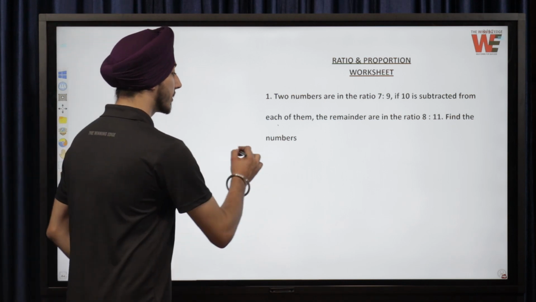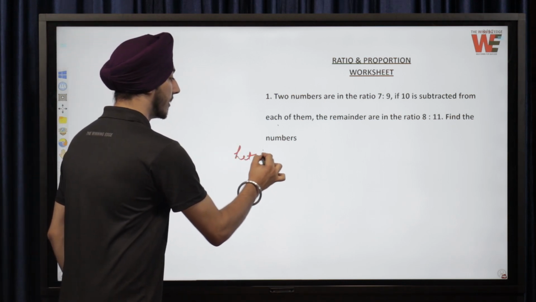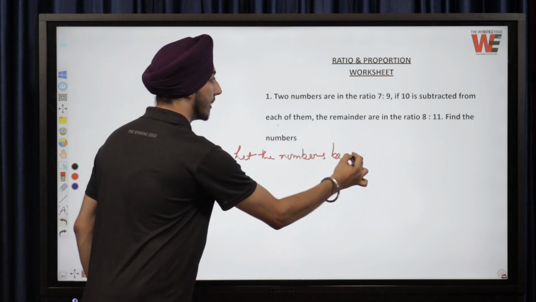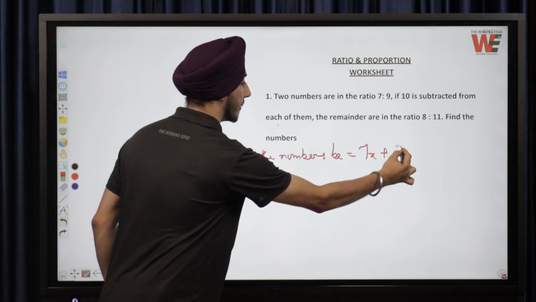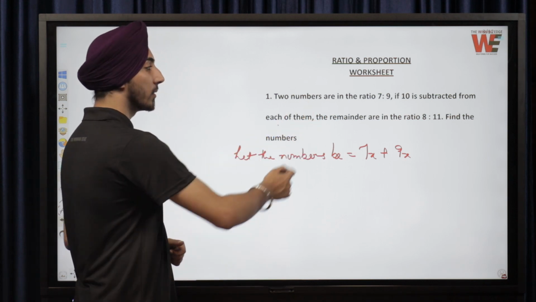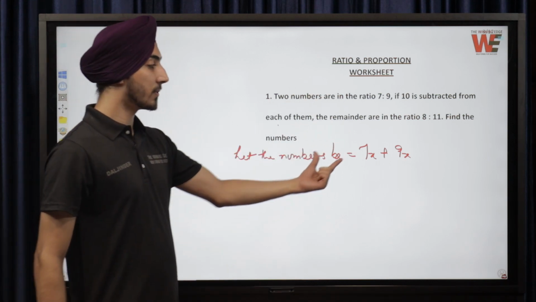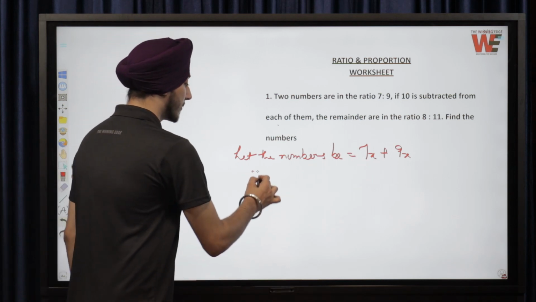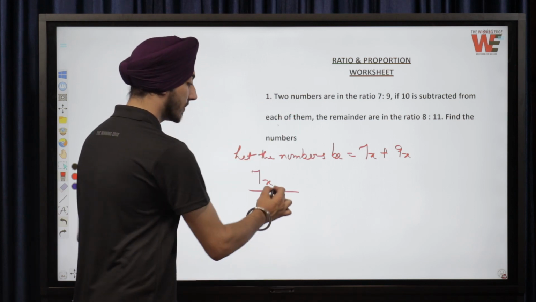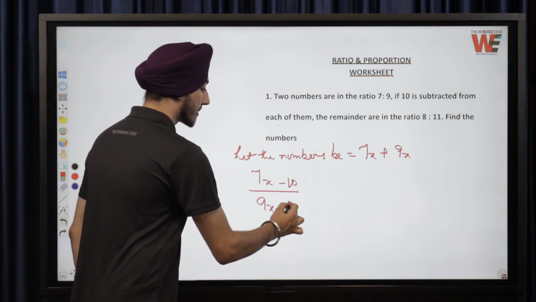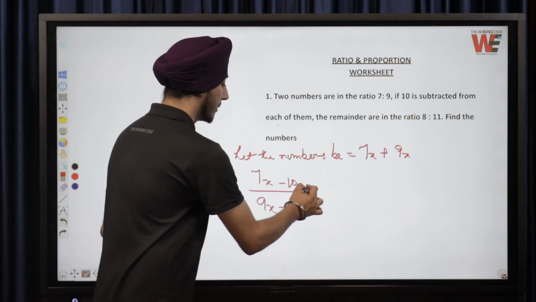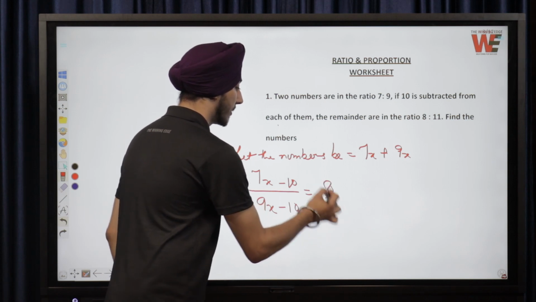So the first statement you need to write down: let the numbers be 7x and 9x. Now we are subtracting 10 from both of them. Remember, these numbers are still in ratio. They are not separate. So we'll write 7x upon 9x. From both the numbers, I'll subtract 10. The remainder is in the ratio 8 by 11, so I'll write equal to 8 by 11.